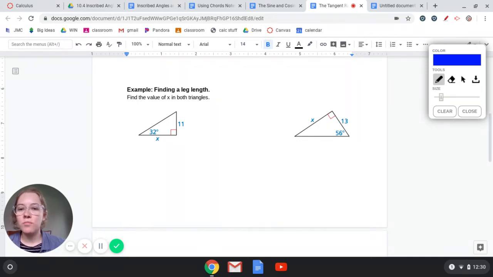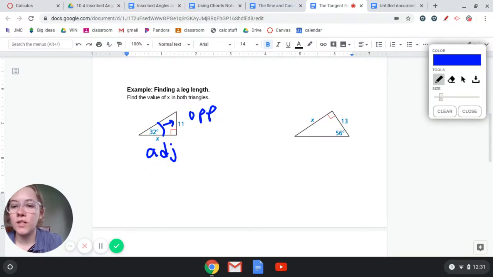Okay, so let's set up this ratio and then solve for it. We only know tangent so far, so we're going to use tangent. But you would know to use tangent because we know this angle here and we know this opposite side, and we don't know this adjacent side. That's what we're trying to find.